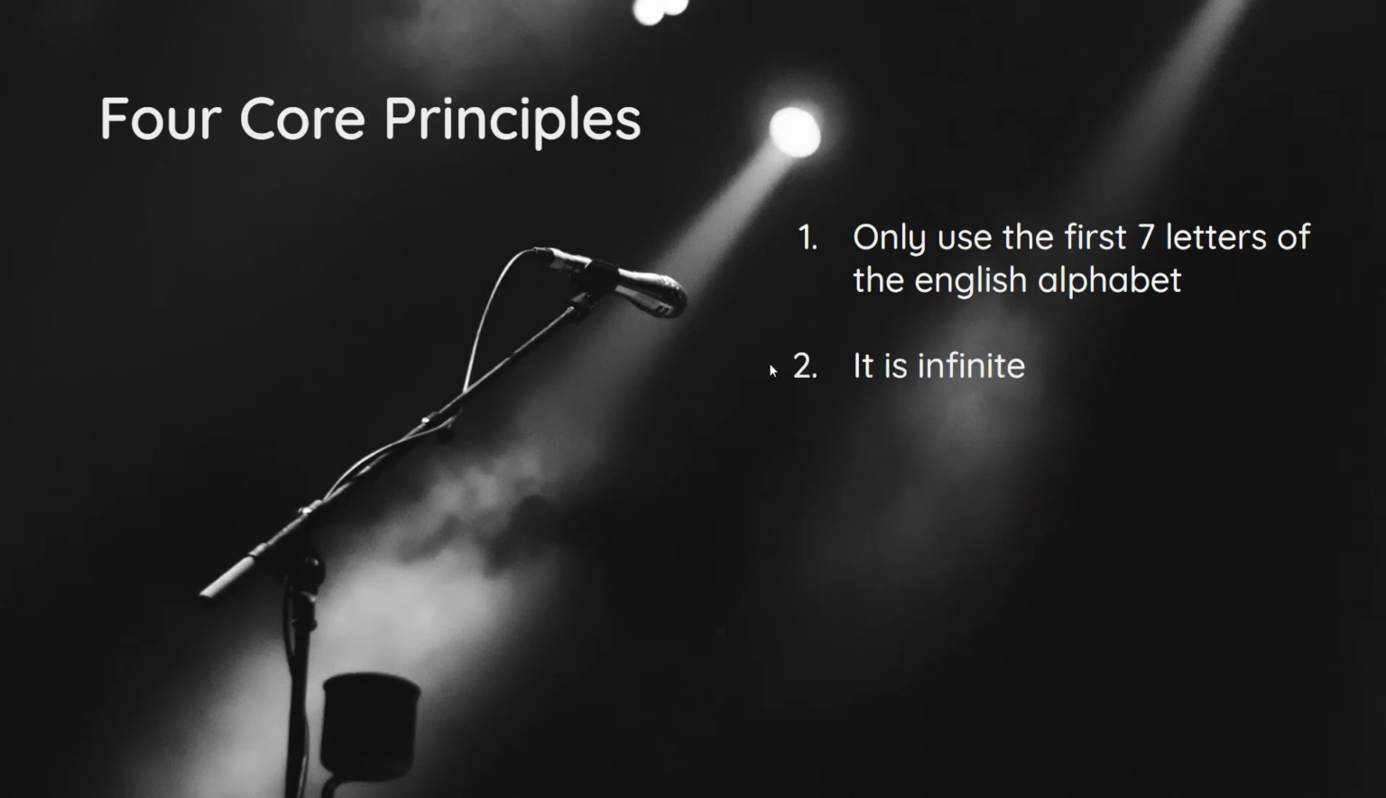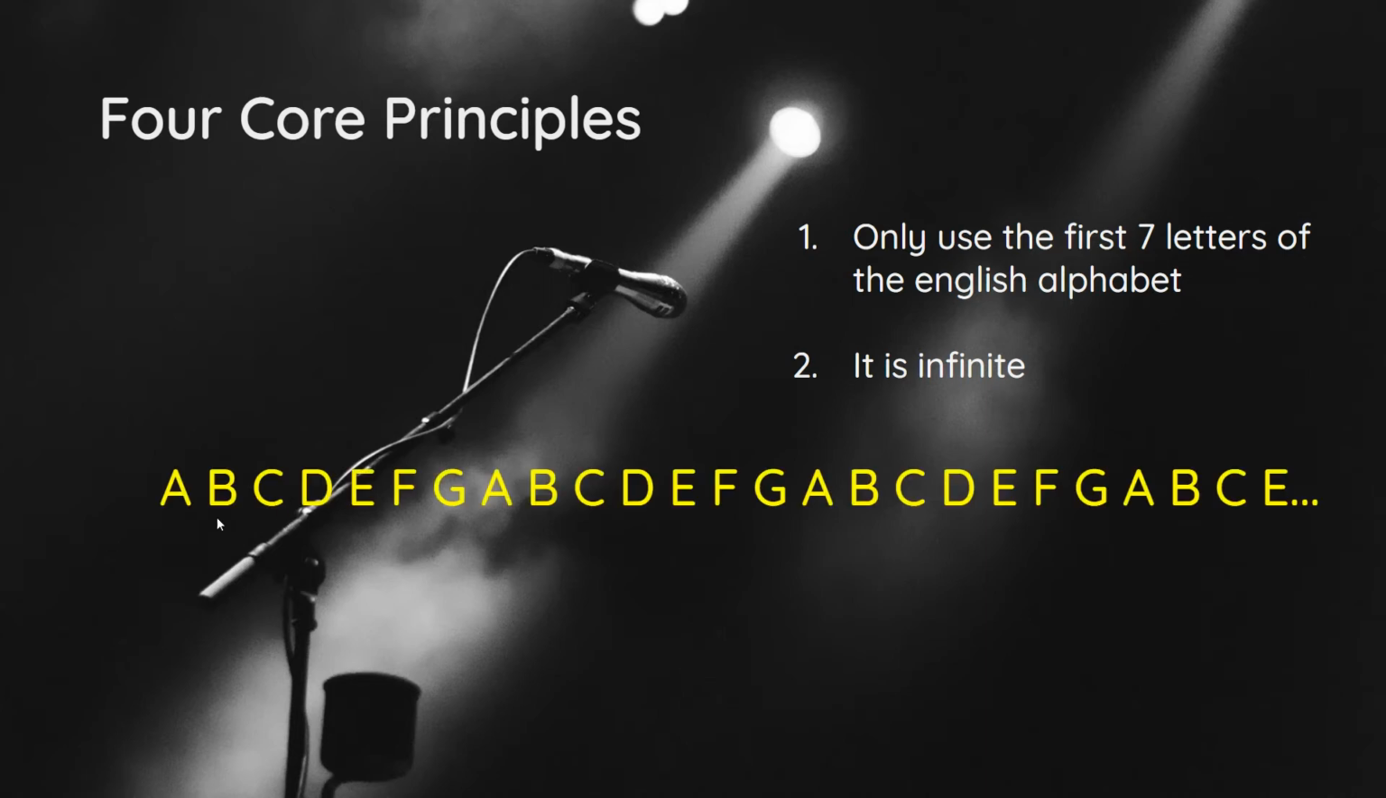So now let's move on to the second principle. The second principle of the musical alphabet is that it is infinite. So what that means is that it just repeats itself. A, B, C, D, E, F, G, A, B, C, D, E, F, G, A, B, C, D, E, F, G, A, B, C, D, E. And if you look over here, I have an ellipsis, meaning that it's continuous and it will never stop. Okay, so you need to think about that when we start going over staffs and looking at notes on the page, that it's infinite.